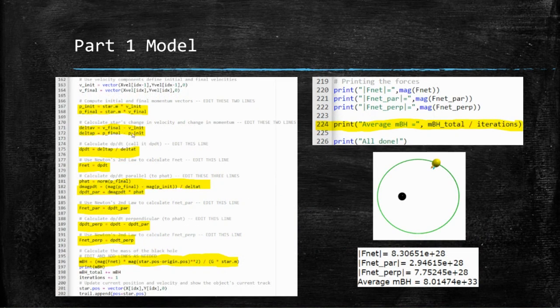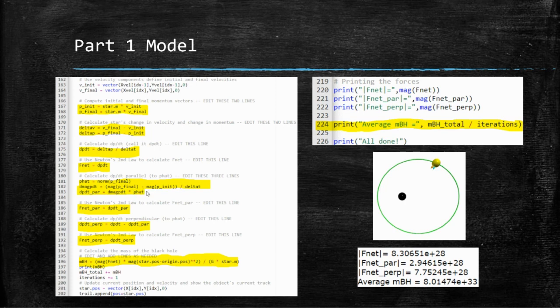Here's the rest of the model for part one. Here it just uses the definition of momentum, which is mass times velocity, to find the initial and final for both of those. And then delta V and delta P are obviously just the final minus initial. Down here it uses the fact that Newton's second law says that F net is equal to dp dt, which is the change in momentum over change in time.